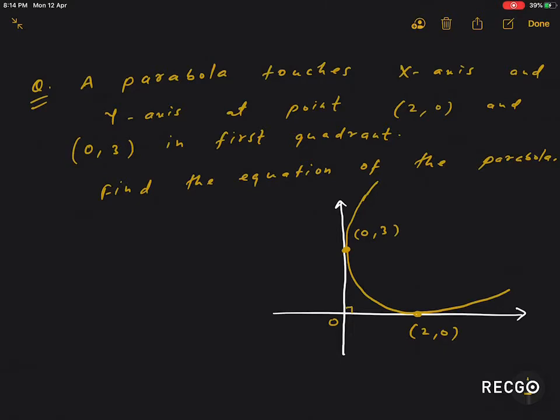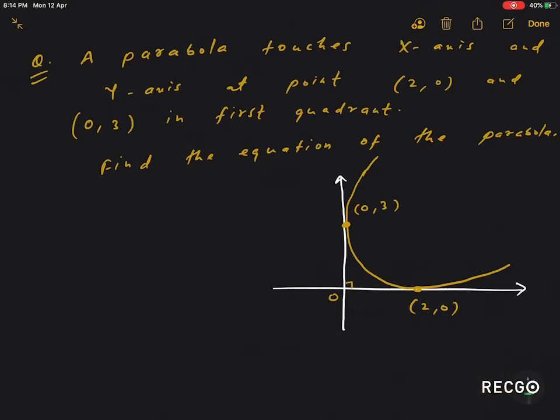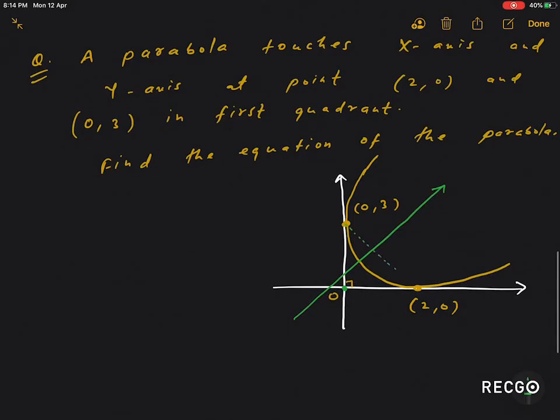Now we can see that the x-axis and y-axis are both tangents, and the two tangents are intersecting at the origin. The main point to see here is that the two tangents are intersecting at a right angle, which is possible only if these tangents have been drawn at the ends of the focal chord. If I go to concept number 2, if the tangents are perpendicular, then the tangents must have been drawn at the ends of the focal chord.